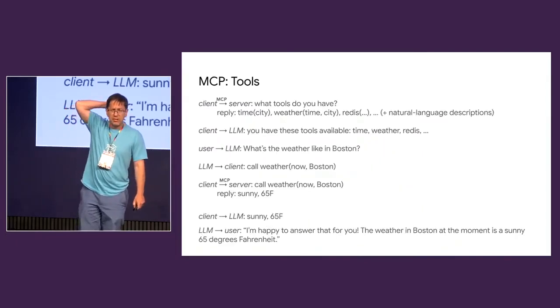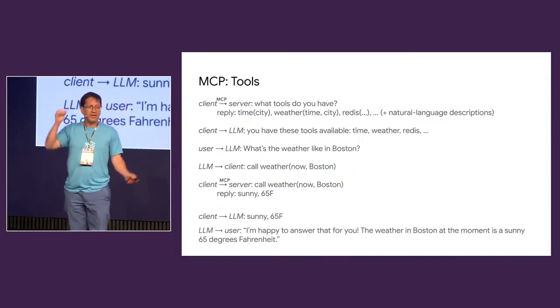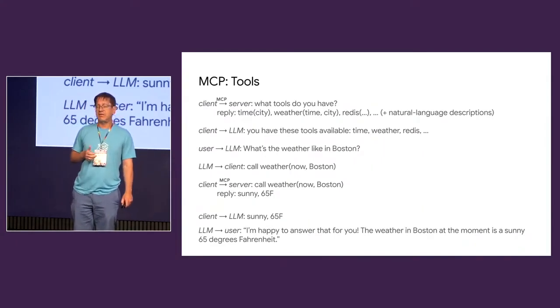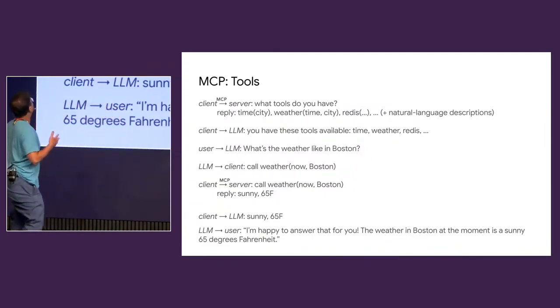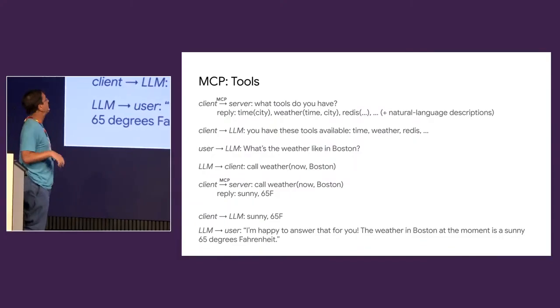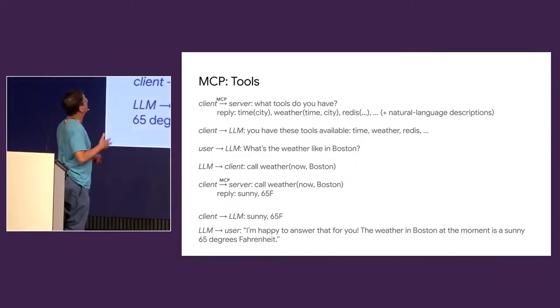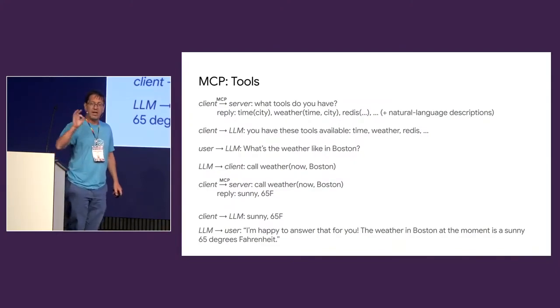So the most important feature of MCP is tools, and as Matt said quite accurately, a tool is essentially a function, and it works kind of like this. The client says, using MCP to the server, what tools do you have? So there's a list tools function, part of the API. And it says, well, I can tell you the time in a city or the weather. I can also do something with Redis. And as Matt very importantly pointed out, you need natural language descriptions so the LLM can understand it.